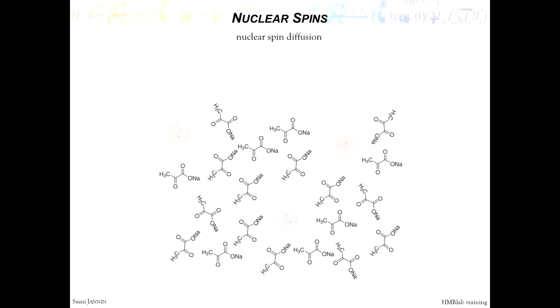So our sample is a frozen glass with radicals and with our molecules. Some polarization will be transferred to the nuclear spins. We'll see how. And then nuclear spin diffusion will spread the polarization among all the nuclear spins. This nuclear spin diffusion process is really important for us, because the polarization will not be transferred equally to all the nuclear spins. It will have a preference for the nuclear spins that are nearby the electrons, and then we will rely on spin diffusion to spread the polarization.